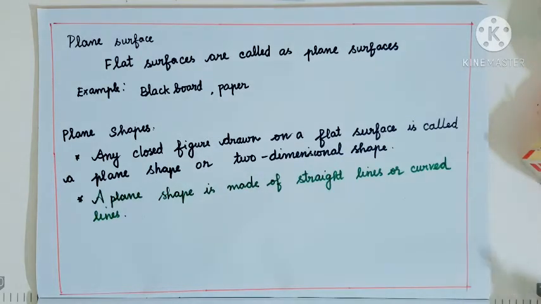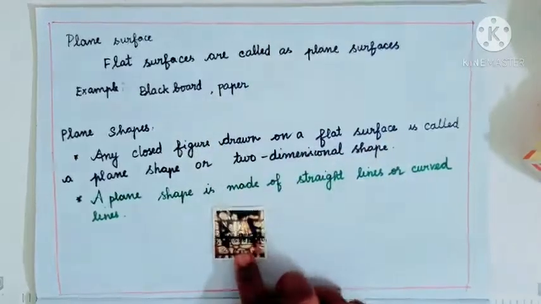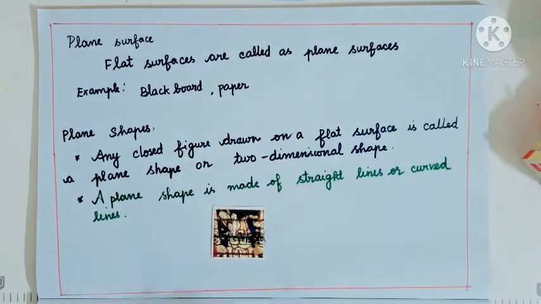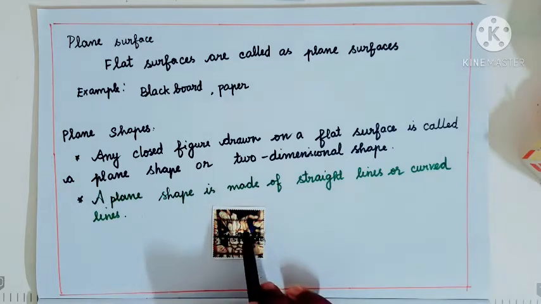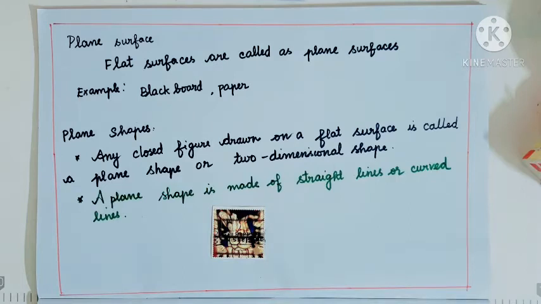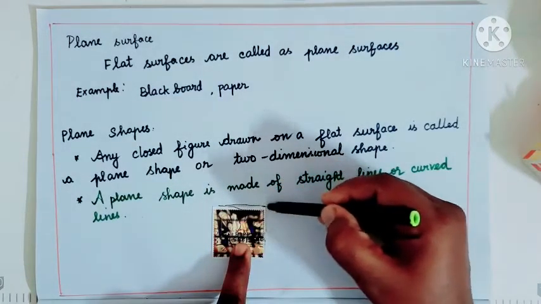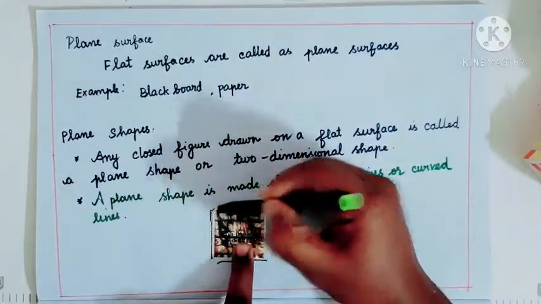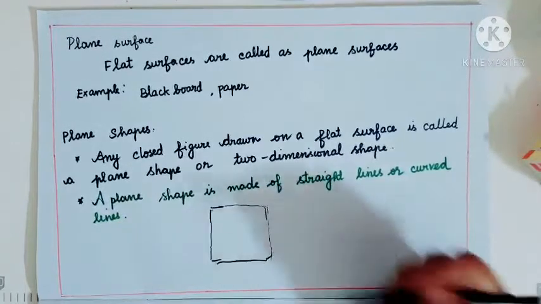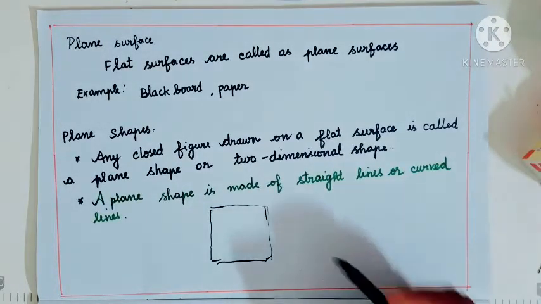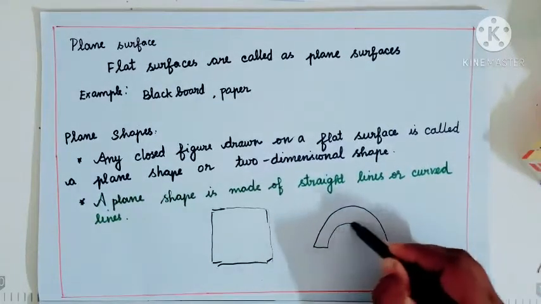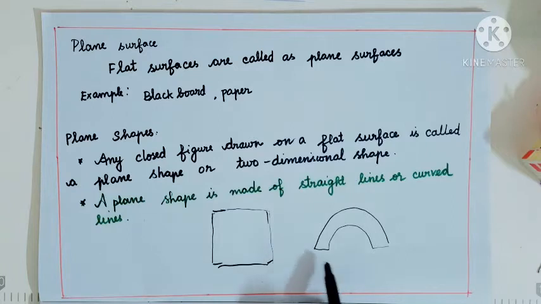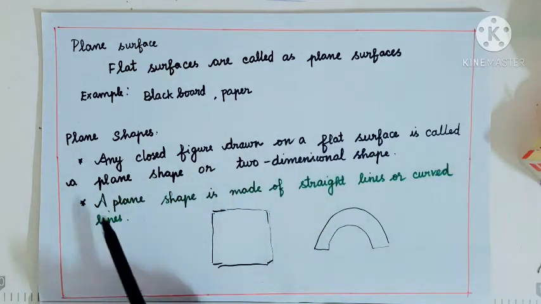What do I mean by two-dimensional? If I take this paper, what will you say this is? This is a square. It's a flat surface. I'm drawing on the flat surface. The figure is closed. If I draw over it, I can get a square shape. I can make it a closed figure. Another figure, if I want to draw, I can draw another closed figure also. So any closed figure drawn on a flat surface is called a plane shape or two-dimensional shape. Fine. Next we are going to see about these two-dimensional shapes.